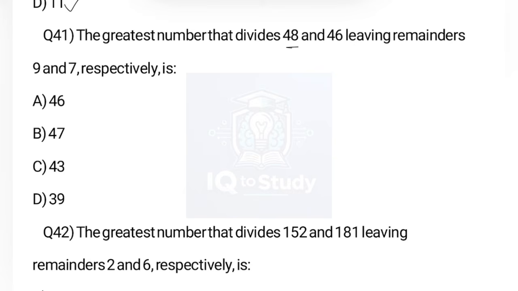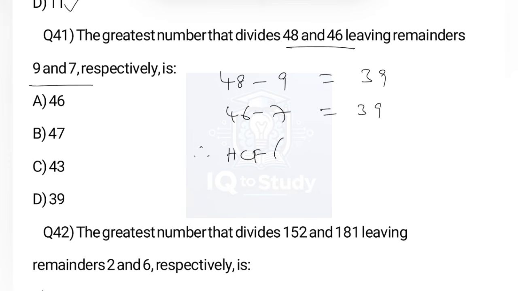Here the numbers are 48, 46 and remainders 9 and 7. It means 48 minus 9 and 46 minus 7, which is 39 and 39. So HCF of 39 and 39 is equal to 39.